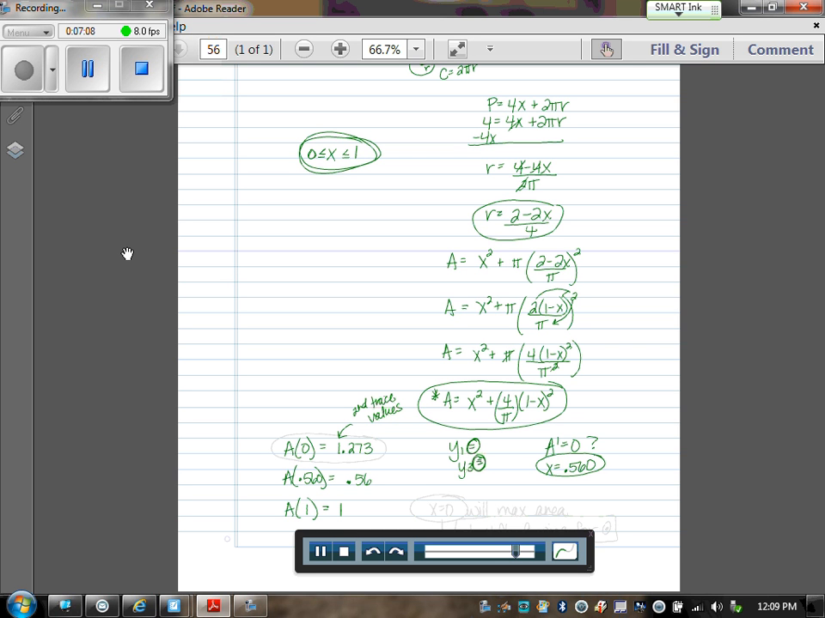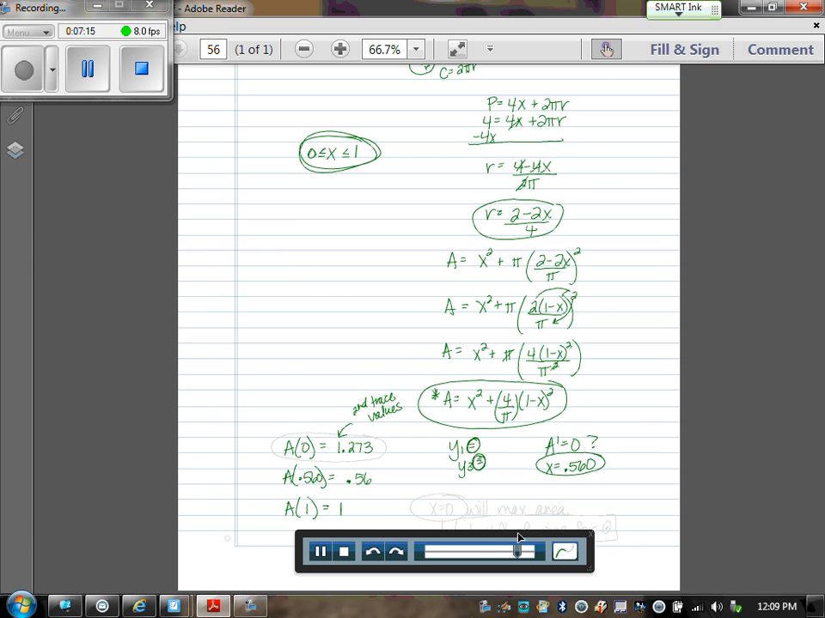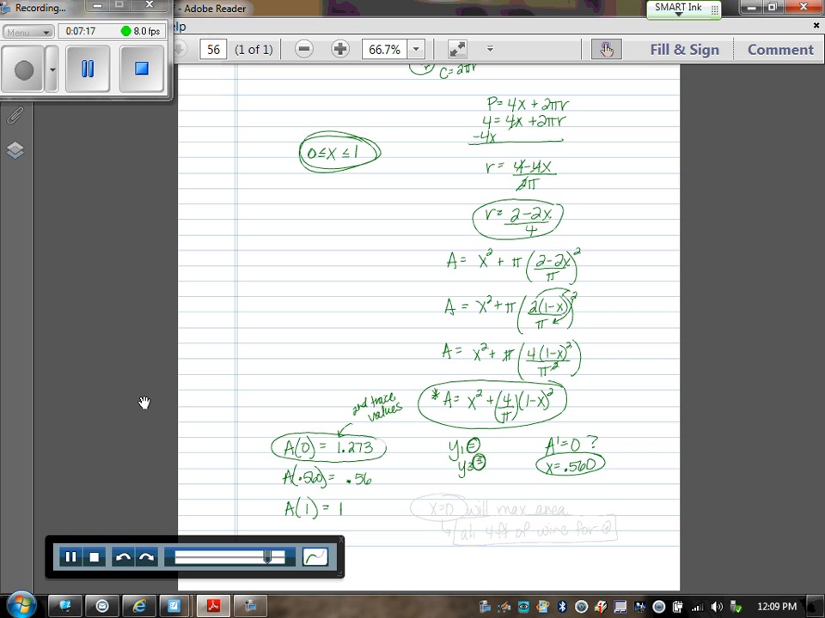And if we're looking to maximize the area, which one of those numbers is the most? Which one would give us a maximum value? Well, it looks like x equals 0 would give us a maximum value. At x equals 0, we will have a maximum area.